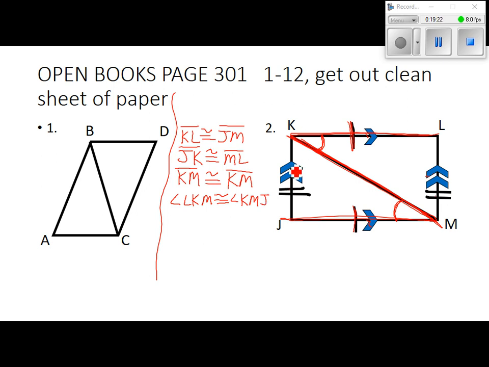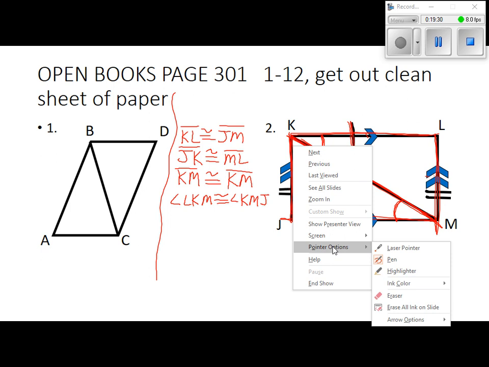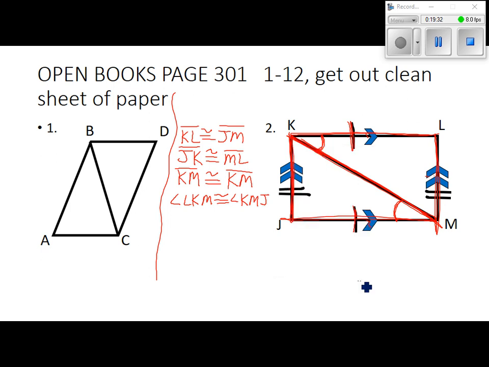We know that these arrows tell us that these 2 are parallel. So I could do this. This one's parallel to this one. I use this as my transversal. Notice I form a Z again. So that tells me that this angle is congruent to that angle, and I'm going to name them. Angle JKM is congruent to angle LMK.